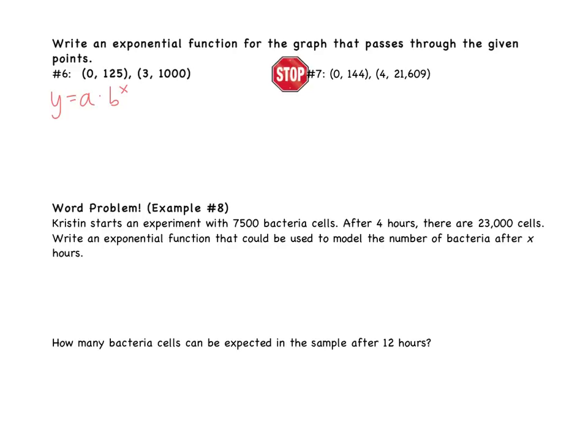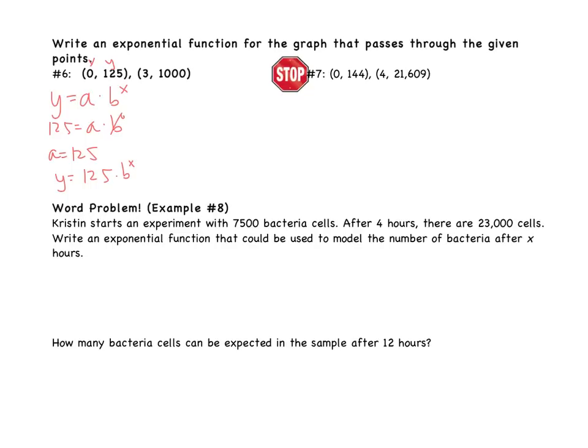So let's substitute in that first point. Remember that x is 0 and y is 125. So I get 125 equals a times b to the 0 power. Now b to the 0 power is just 1, so that goes away. So I get a equals 125. So now my equation is y equals 125 times b to the x.